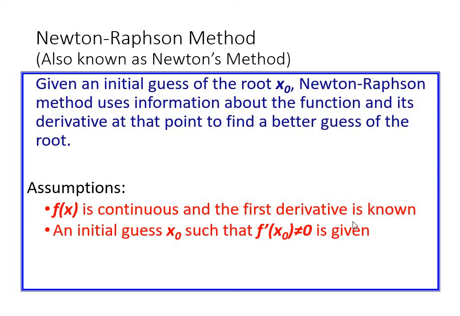The first derivative is known, so you need to differentiate the function and get the first derivative, and an initial guess x0 such that the first derivative is not equal to 0, evaluated at that initial guess.